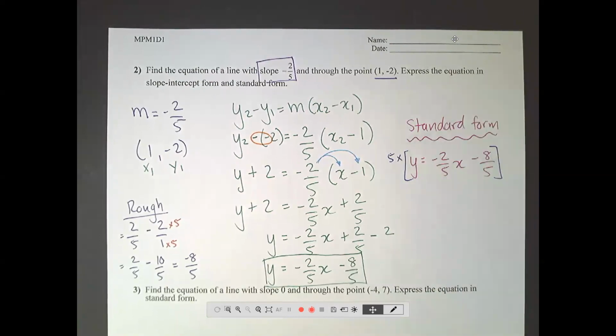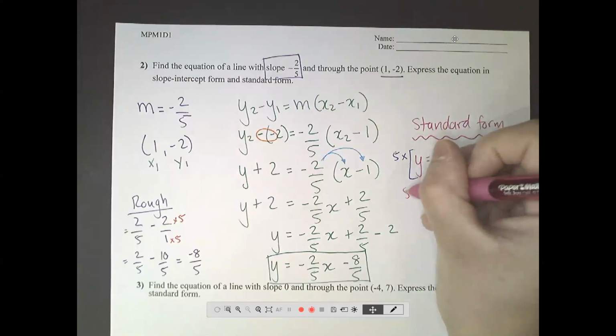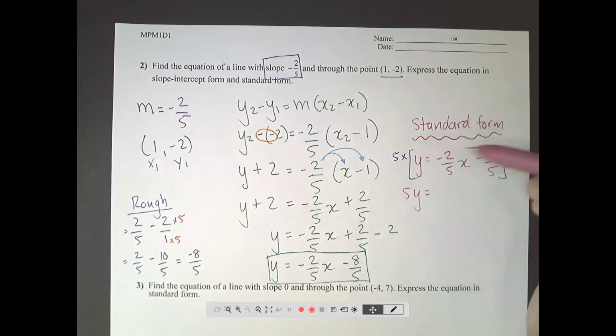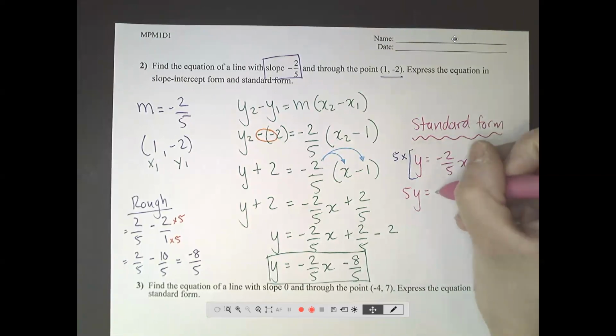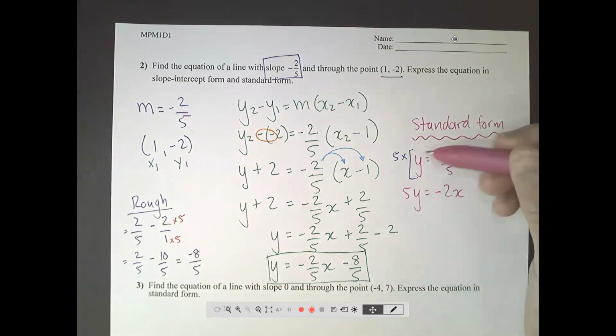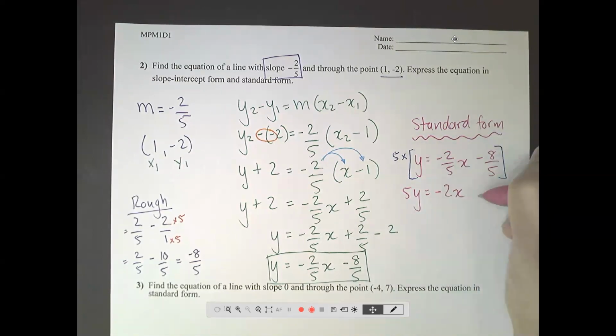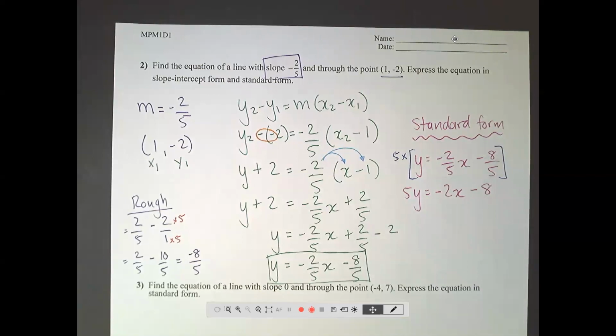5 times y is going to give me 5y. 5 times negative 2 over 5, when you do the math, it's negative 10 over 5, which actually ends up just being negative 2x. And then 5 times this fraction here will be negative 8. Now, to get this into standard form, I notice that my negative 2x is over here. If I move it over to the other side, it's going to become positive 2x.